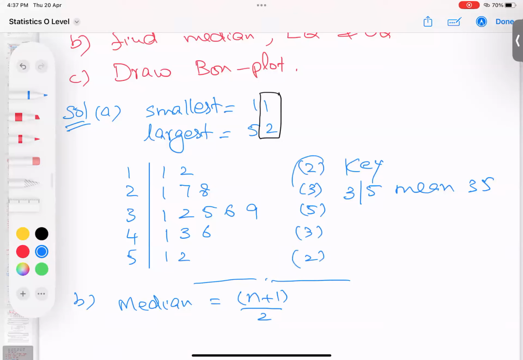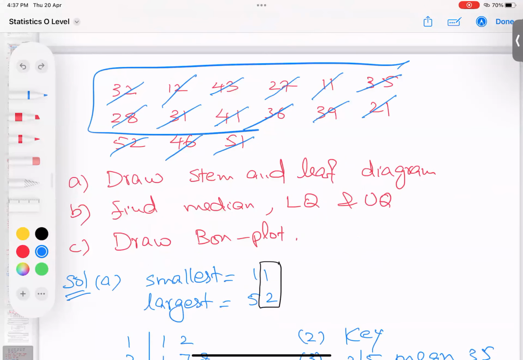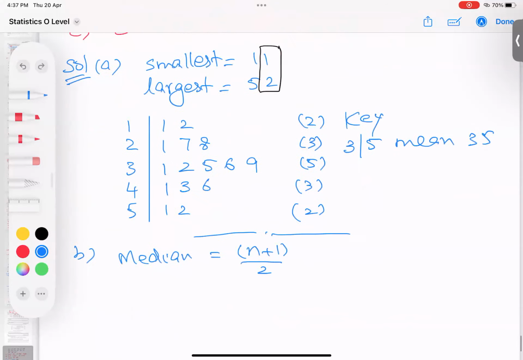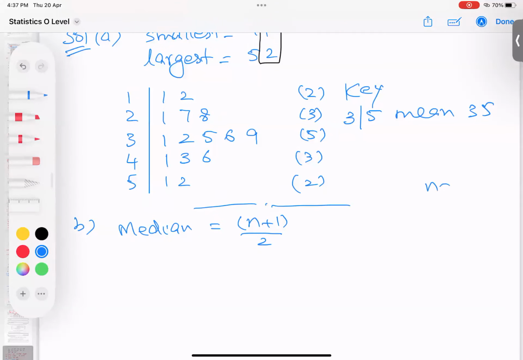If you add 3 plus 2, 5 plus 5, 10, 3, 13, 2, 15. Even if I count these, 5 plus 5, this is 12. 12 plus 3 is 15. So correct, n value is 15. I'm plugging in 15 plus 1, 16. I got the 8th spot. Some students think that 8 is the answer, which is wrong. Start from this corner, don't start from this 2. The smallest is 11.